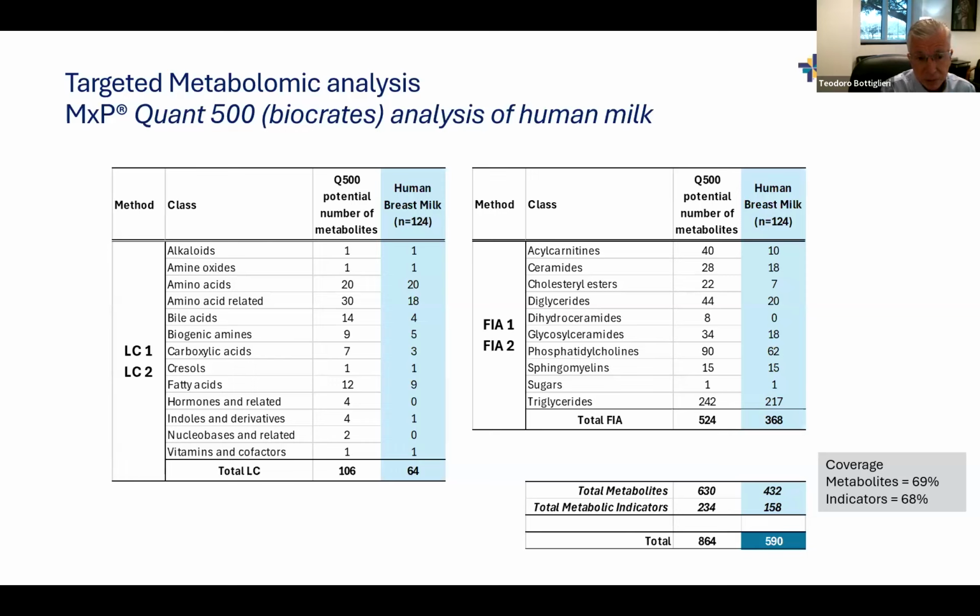For the lipids, we see various different lipid classes, and the number of potential metabolites that can be measured was a total of 524, and we could measure accurately 368. This gives us a total coverage of between 68 and 69% for metabolites and metabolic indicators in terms of what we can actually detect and pick up.